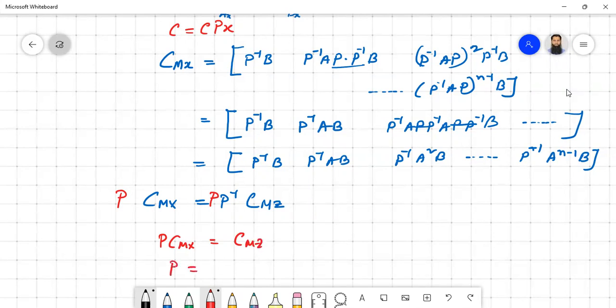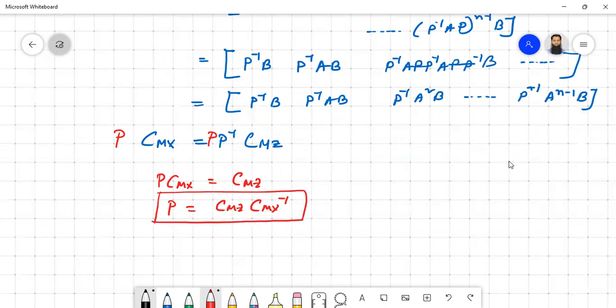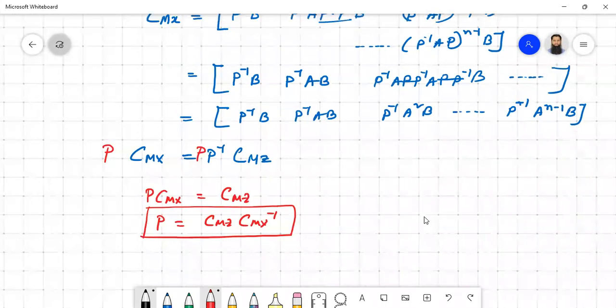Now P should be equal to CMZ, CMX inverse. What we are trying to do is convert one system into another system. For that, we need the transformation matrix P. So this is how, from two controllability matrices, we can easily find the transformation matrix. For conversion, we need the transformation matrix, not the controllability matrix. Those two should give you the same rank, because they represent the same system.